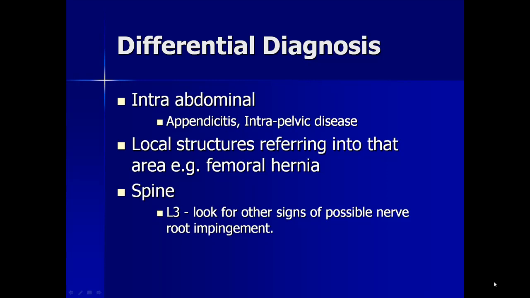It's useful at this point to consider that potentially there may be some differential diagnosis involved. And this may be, for example, anything intra-abdominal, such as appendicitis or intrapelvic disease. It may be something referred into that area, such as a femoral hernia, or indeed from the spine or SIJ, particularly spinal root L3 will send information to the hip.